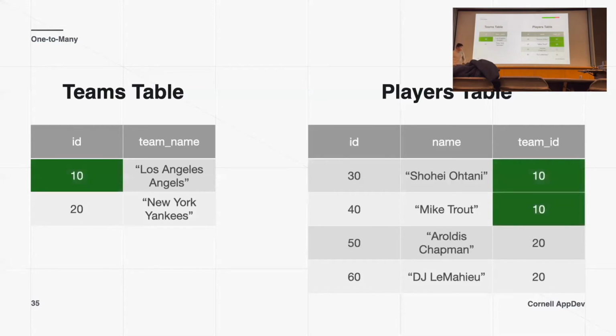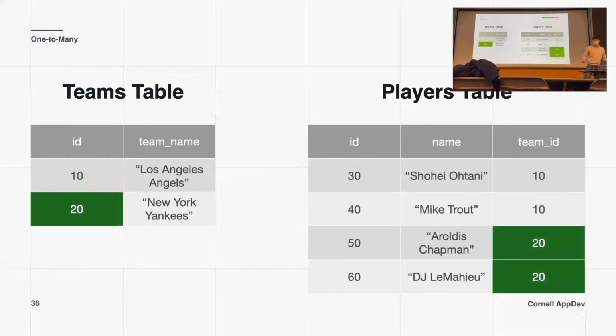So let's say we want to see what team each player is associated to. So say we query Shohei Ohtani, and we see that his team ID is 10. Then we'll go to the teams table and say, hey, which team is ID 10? And then it tells us Los Angeles Angels. Likewise, we can do the opposite, right? We can go to the teams table and see, hey, Los Angeles Angels has the ID 10. So which players have the ID 10? Well, it's Shohei and Mike Trout. So yeah, that's how you have a one-to-many relationship. And same with New York Yankees.